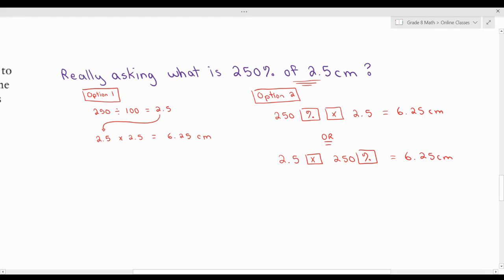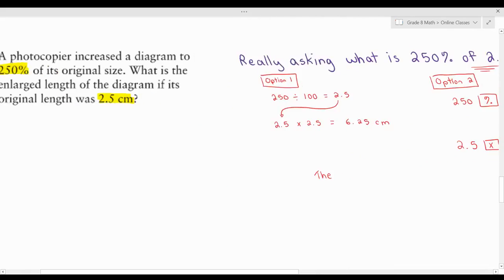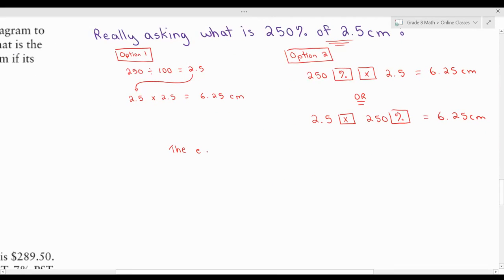All right, and then it technically is a word problem, so good habit: I do want you guys to have concluding statements or just a final sentence. So you could say the enlarged length would be 6.25 centimeters. Really important. Please make sure you remember your units there.